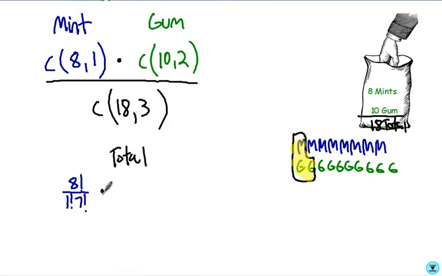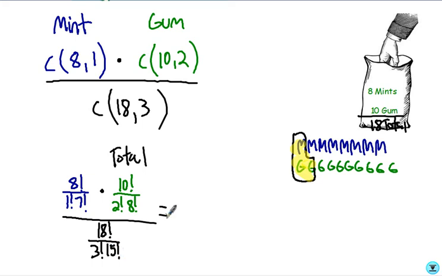And then times, for the gum, I've got 10 sticks of gum, don't want all 10, just want 2, so that means there's 8 that I'm not picking. And then for my total, I've got a total of 18 things, and then I want 3 of those things in the bag, so there's 15 things in the bag that I don't want.